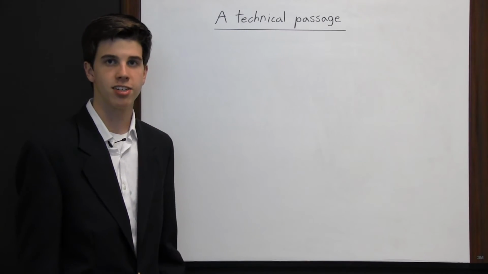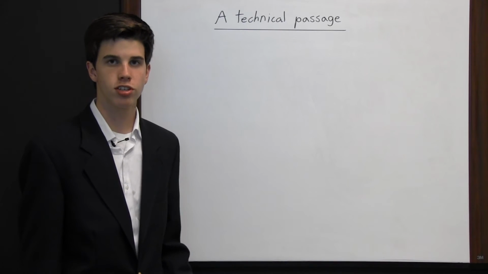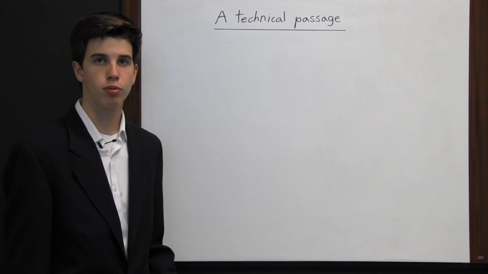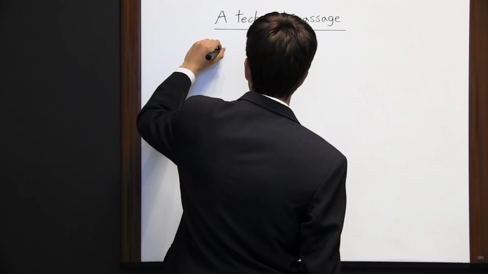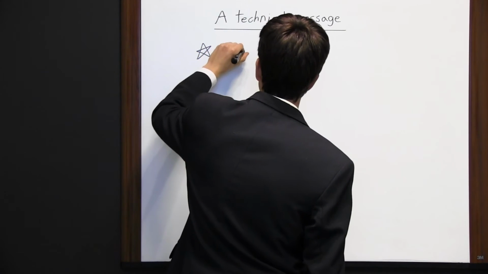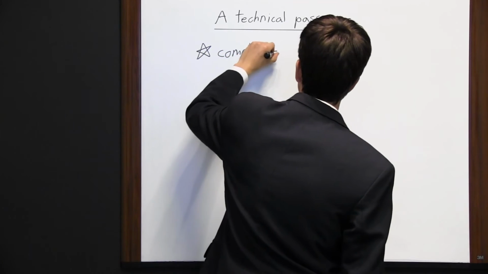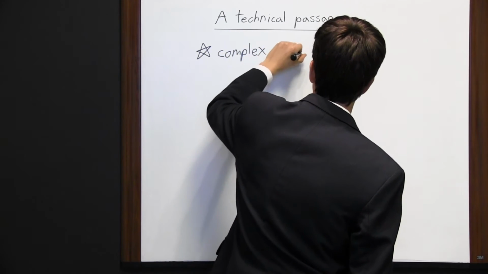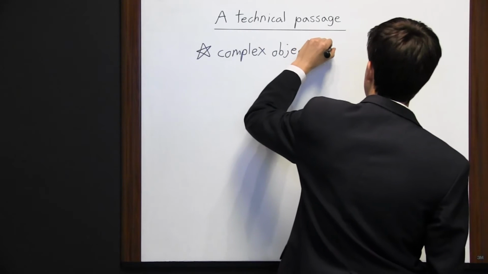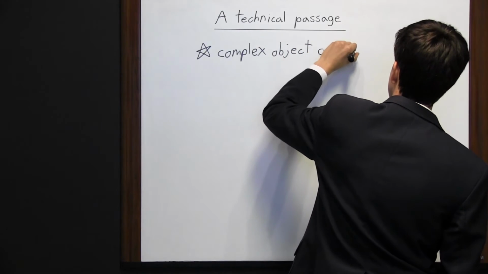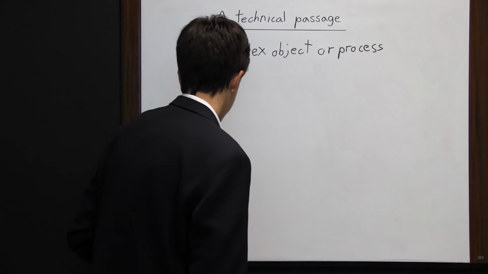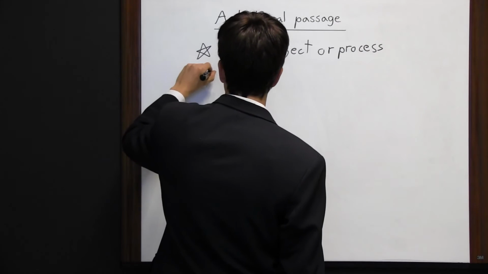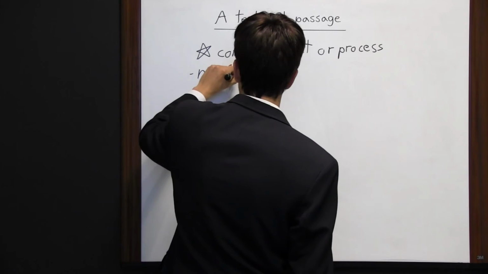A technical passage is a piece of writing used to describe a complex object or process. So that's the main point of a technical passage, to describe a complex object or process. Because of that, a technical passage is always going to be nonfiction.